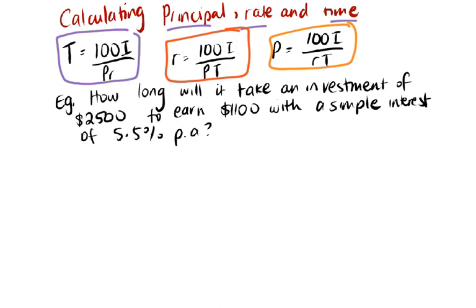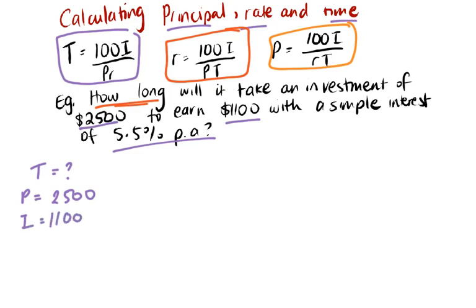It says, how long will it take an investment of $2,500 to earn $1,100 with a simple interest of 5.5% per annum? So you can see in the question here, it actually says how long, which means we're needing to find T. And in our question, we can see that we've got P equals 2,500. I have my interest is 1,100, and my rate is 5.5. So it's important to check what are the values that you already know from the question, but also how the question's written to figure out what you're wanting to calculate.